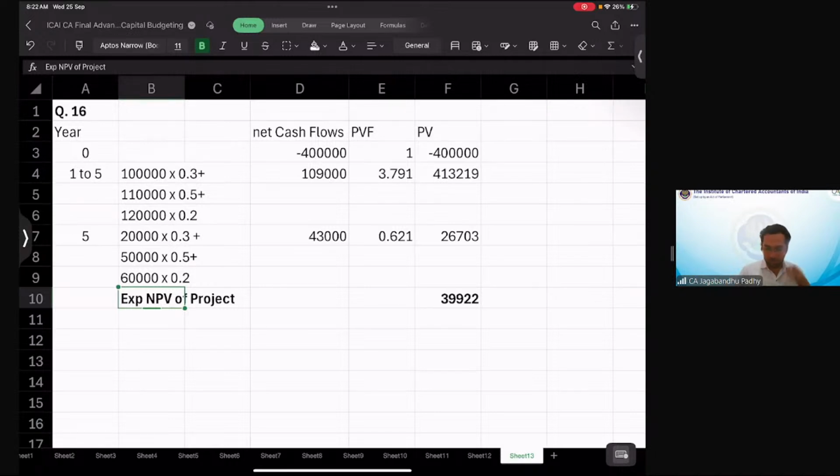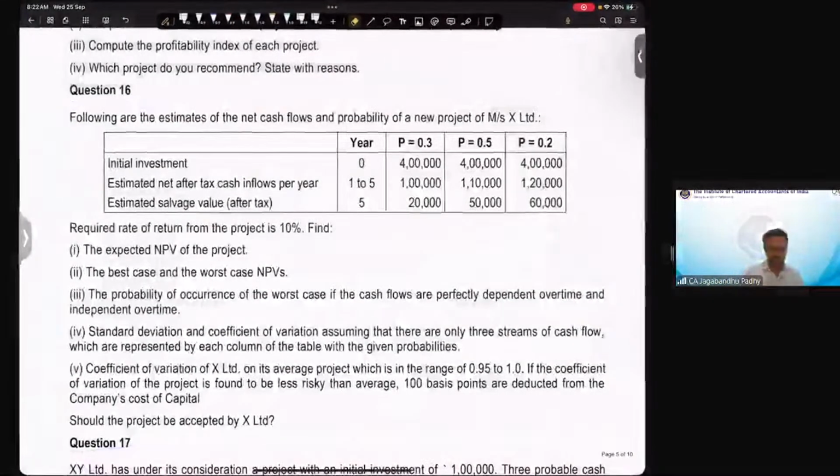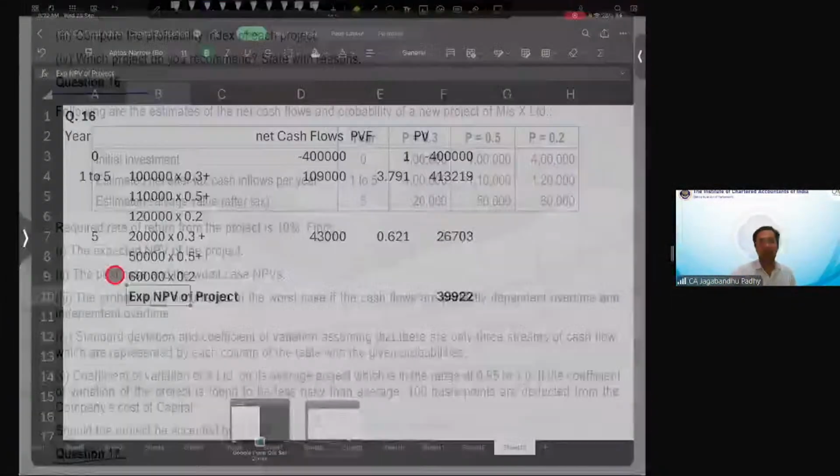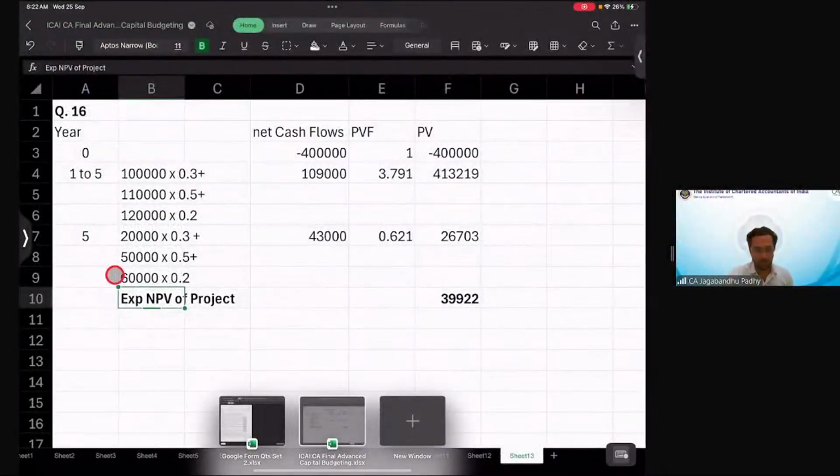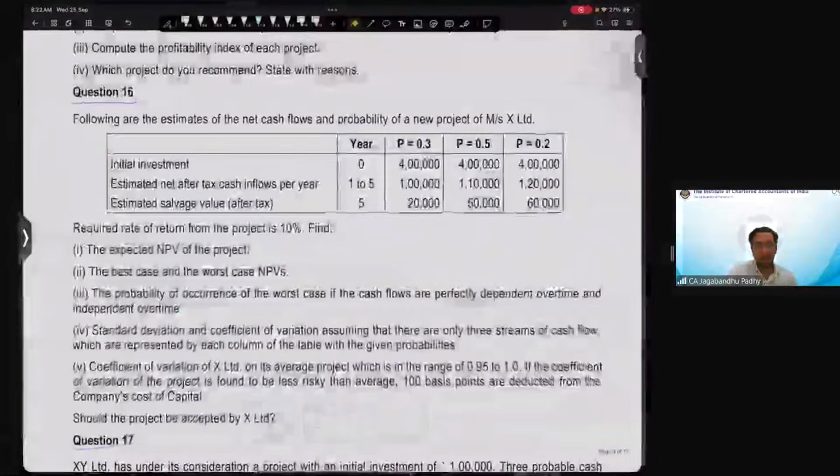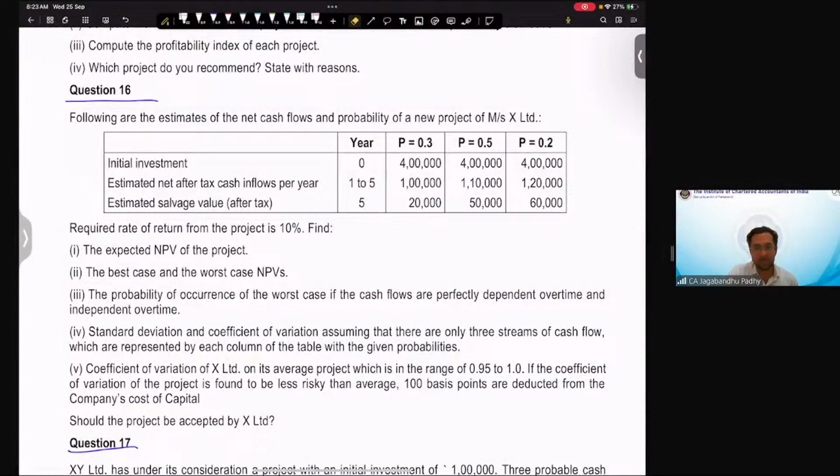So that's the expected NPV of the project, done, 39,922. Now the next part of the question is, what is the best case and the worst case NPV? Now what do we mean by the best case and worst case? Best case NPV and the worst case NPV.